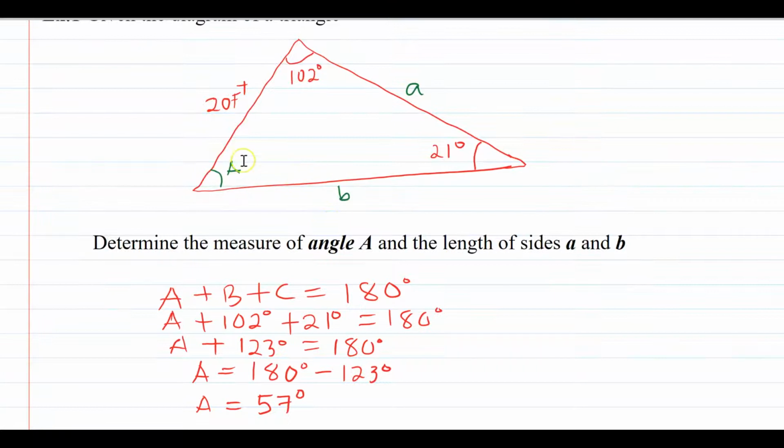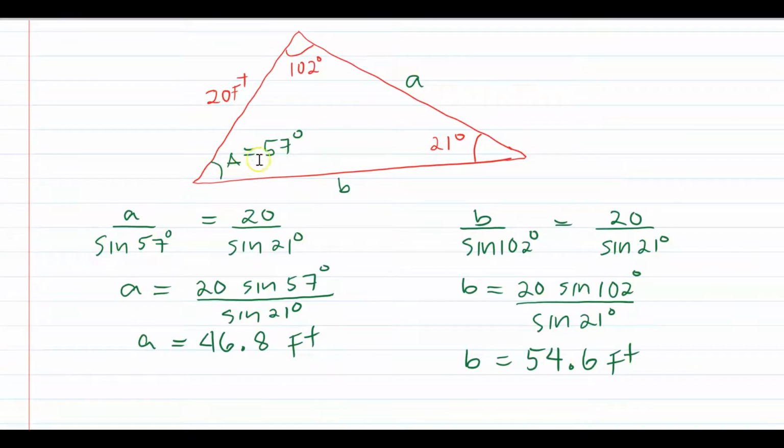First, we are going to solve the measurement of angle A. We know in Euclidean geometry or plane geometry, the sum of the interior angles of a triangle is always equal to 180 degrees. So the sum of angle A plus 102 degrees plus 21 degrees should be equal to 180 degrees. 102 plus 21 gives us 123 degrees. So we have A plus 123 degrees is equal to 180 degrees. And subtracting 123 degrees on both sides, we have A equals 57 degrees.